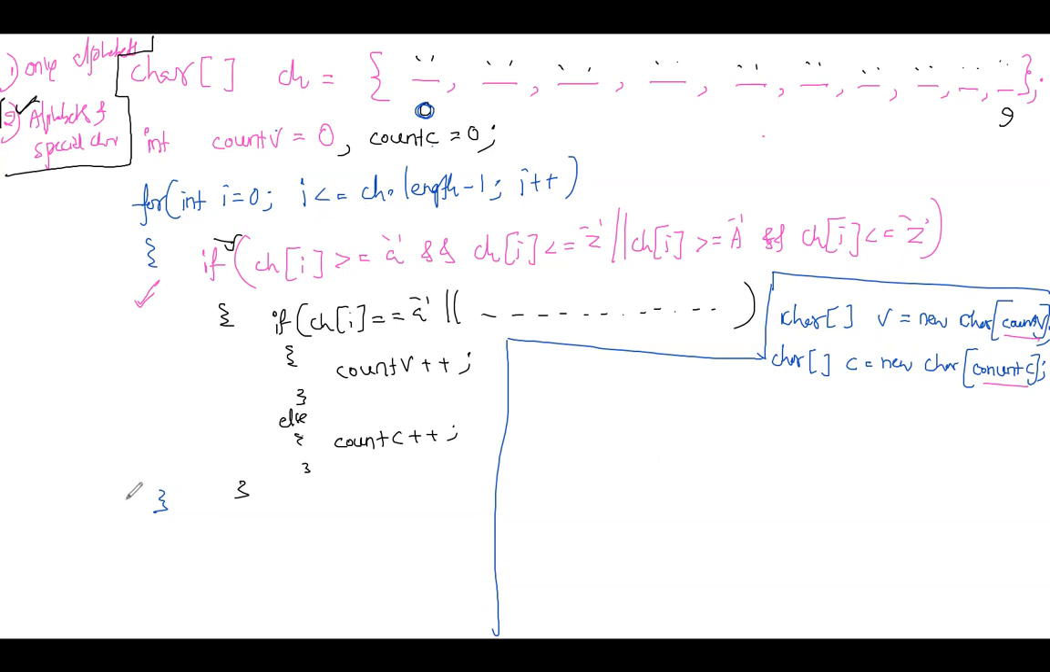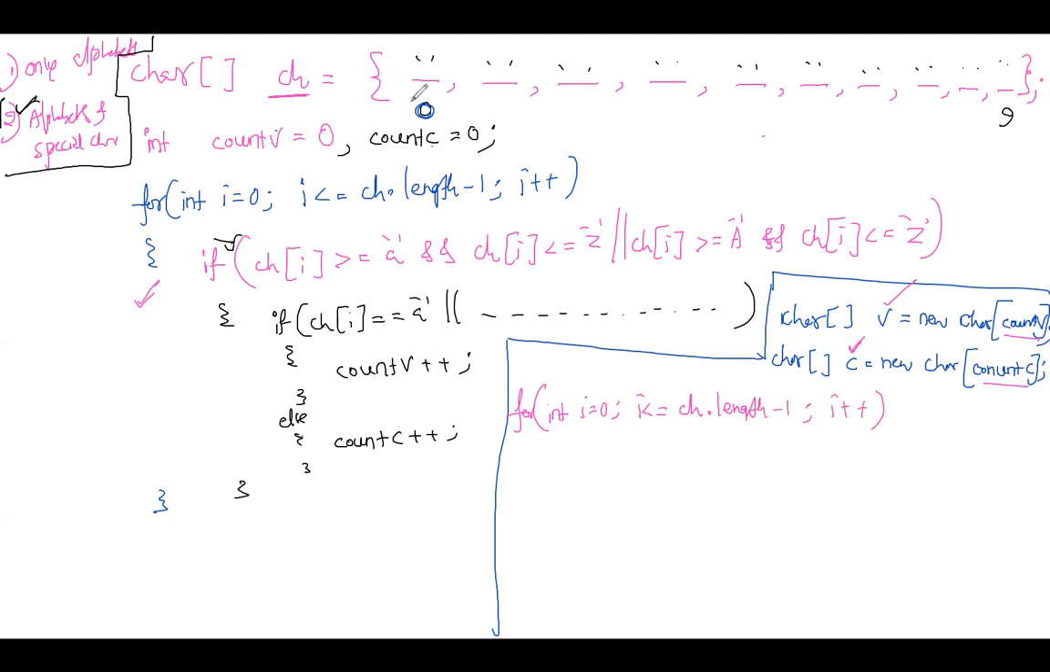Understood? Next, once the arrays are there, now what we have to do? From this array, we have to copy only vowels into the new vowel array. From this array, we have to copy only consonants into the consonants array. Correct or not? For that, what to do? Take a for loop: for int i equal to 0, i less than or equal to ch dot length minus 1, next i plus plus.